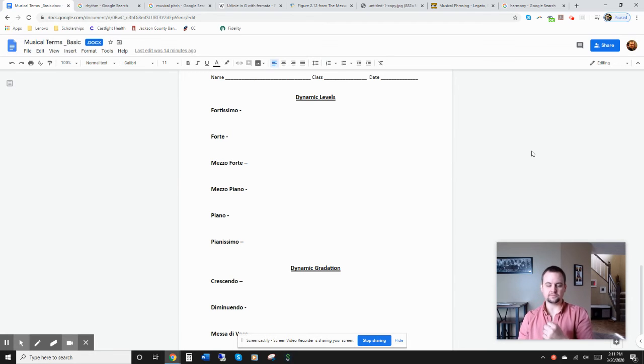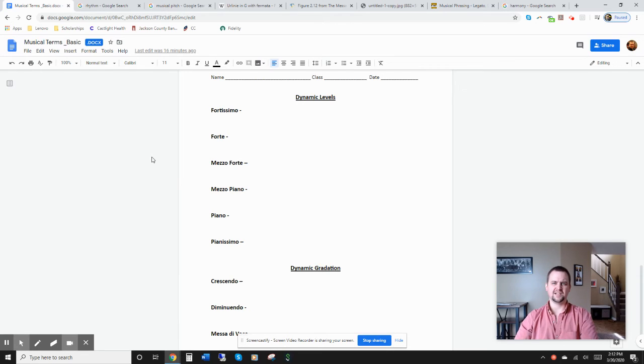Dynamic levels. Okay, write these down. We're actually not going to start with fortissimo. We're going to start with the second one, forte. So forte means loud, or loud in dynamic level. Remember, you're writing these categories above them or off to the margins on the left. So forte means loud. Piano, right here, means soft. So again, I would get all of these down in the dynamic levels first, but forte loud, piano soft.